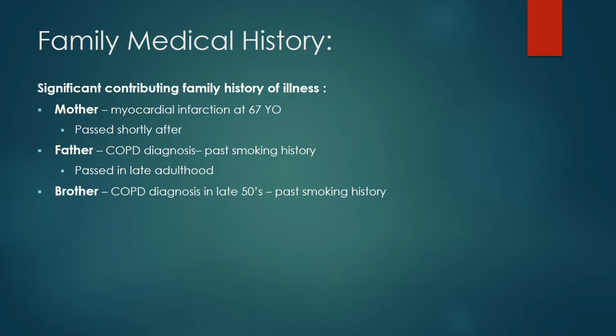Mrs. D's family medical history is quite significant given her current medical conditions. Her mother had a heart attack at age 67. She stated that she died shortly after, within a couple of months. Her father was diagnosed with COPD. He was a longtime smoker and died in late adulthood. Not sure exactly at what age. Her brother also currently has a COPD diagnosis as well, but he was diagnosed in his late 50s, so not too long ago. And again, the same past smoking history.